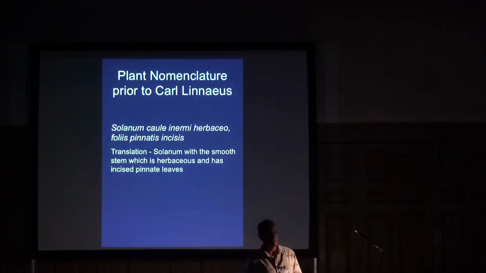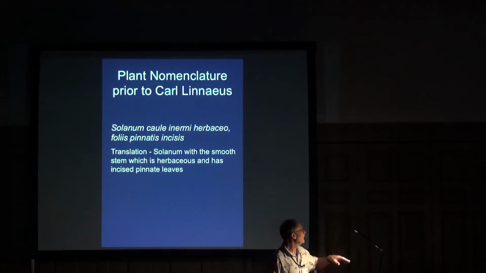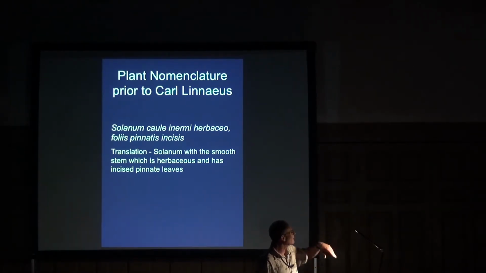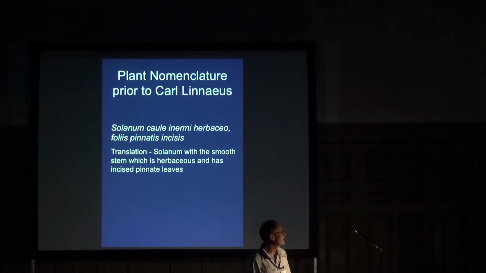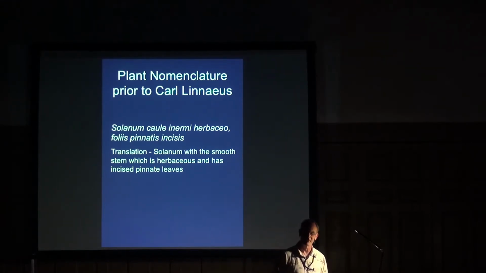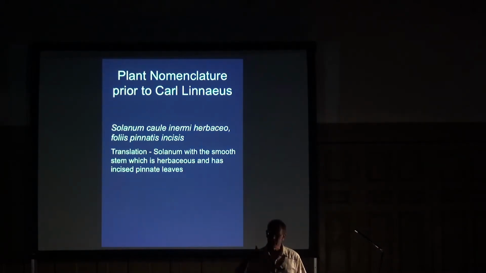So, plant nomenclature prior to Carl Linnaeus: we used to have to describe the plant in all these long flowing terms. So, Solanum colli inermi herbaceae folius pinnatus incisus. A loose translation is Solanum with a smooth stem, which is herbaceous and has incised pinnate leaves. Can you imagine holding a conversation with somebody, and every time you wanted to refer to this plant, you had to go through all of these gyrations?